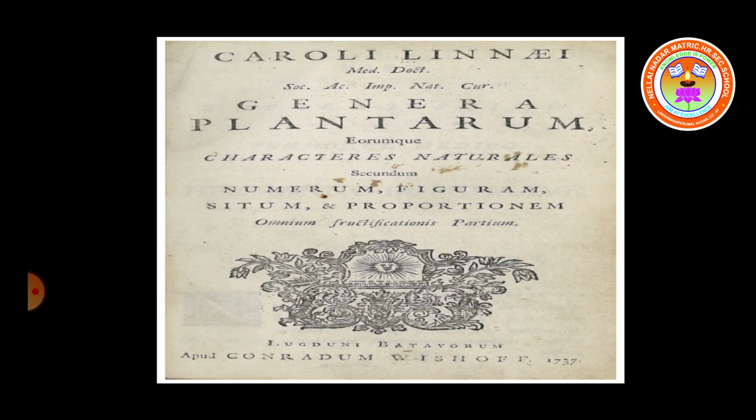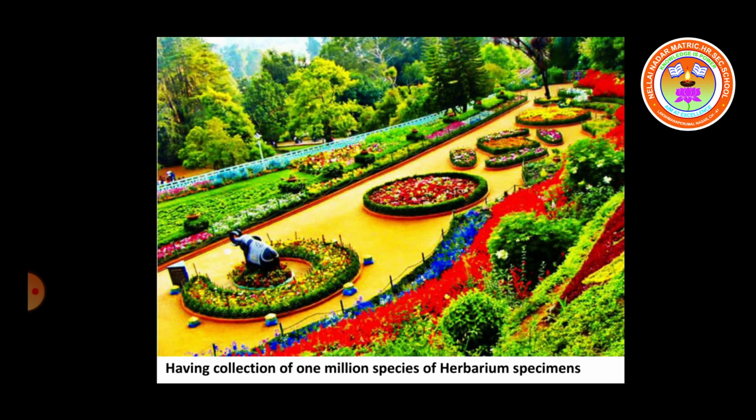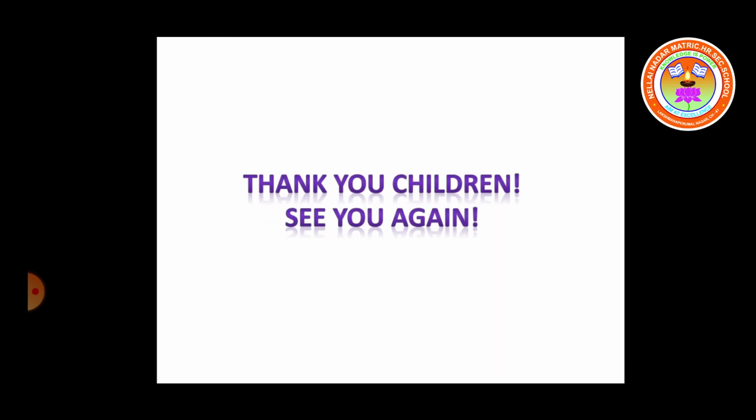Bentham and Hooker published their natural system of classification in their book named Genera Plantarum in 3 volumes. The largest herbarium of India is in Kolkata, which has more than 10 lakh species of herbarium specimens. In the next class, we will see the outline of Bentham and Hooker's system of classification.